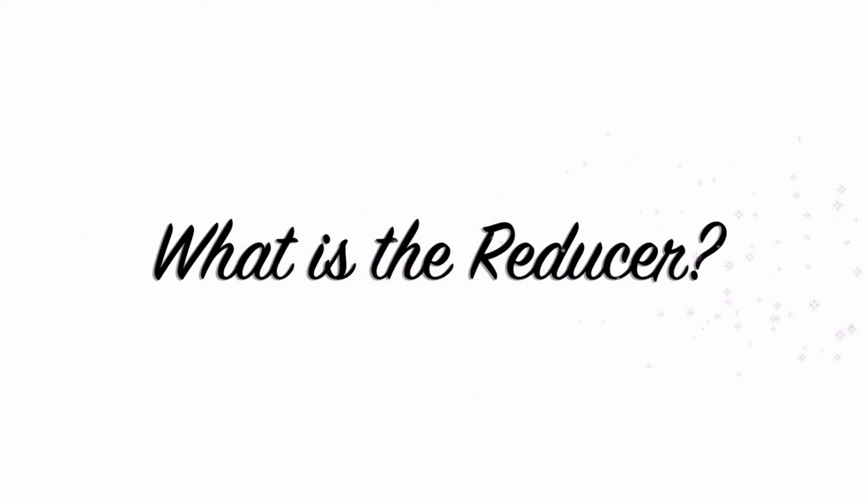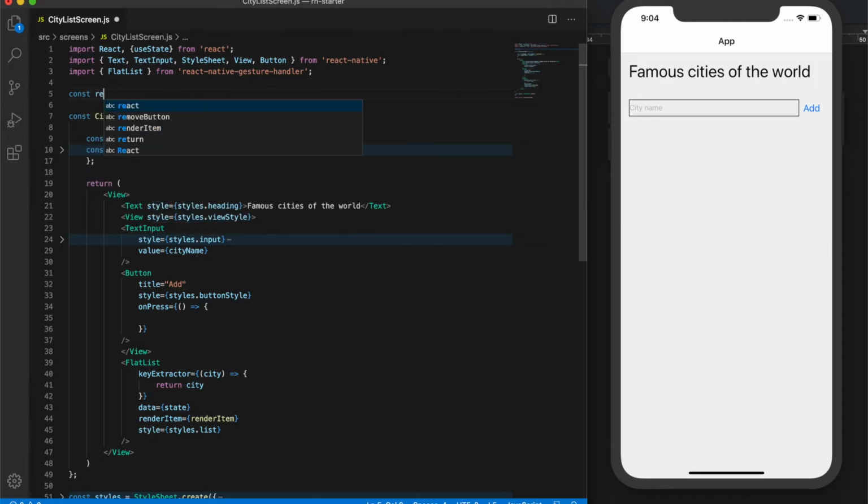Now, what is the reducer? Reducer is just a function which takes a state, initial state, and then also takes some action and applies that action to the state and returns the new state. That's it. Okay, so let's dive in the code. As I said, it's a function. So let's create a function which is reducer.